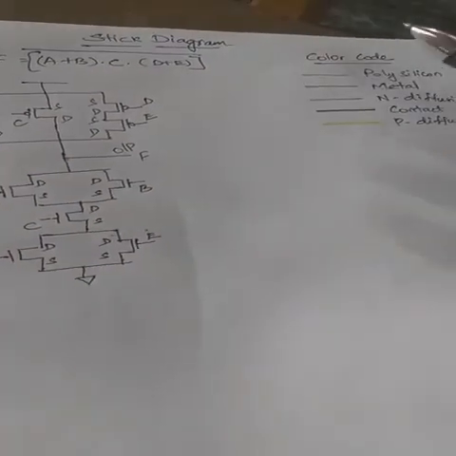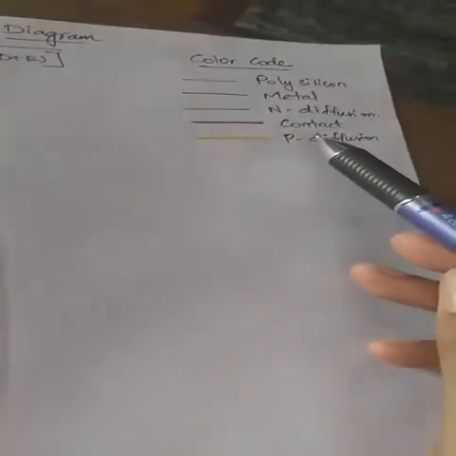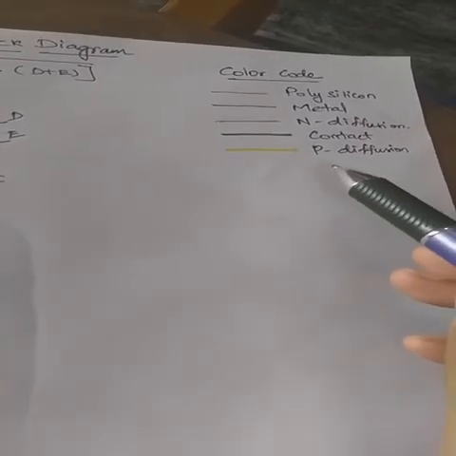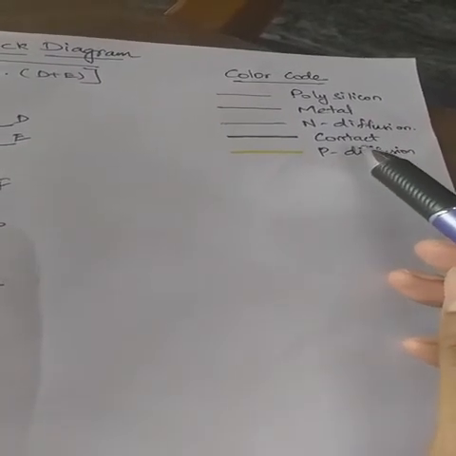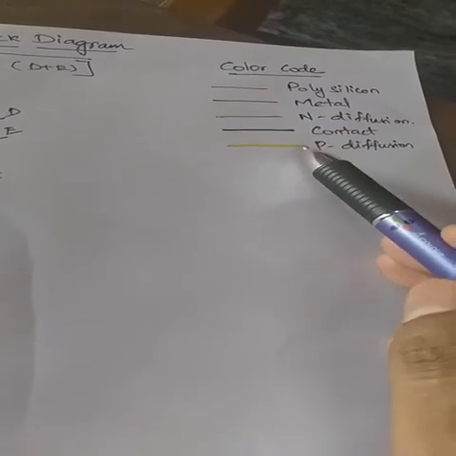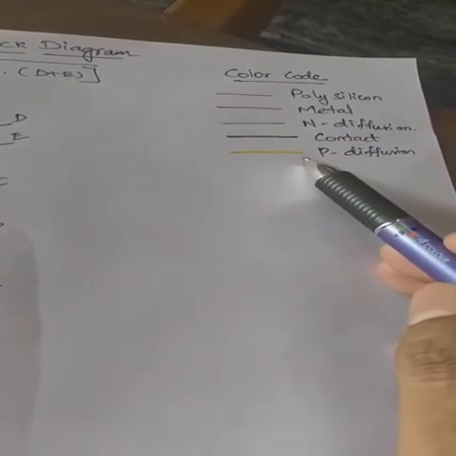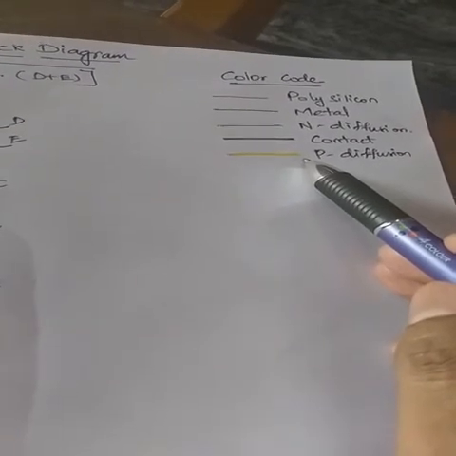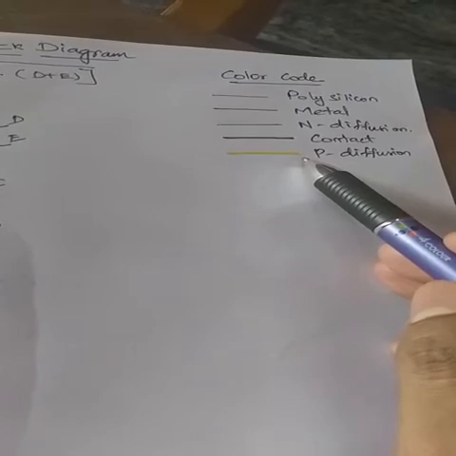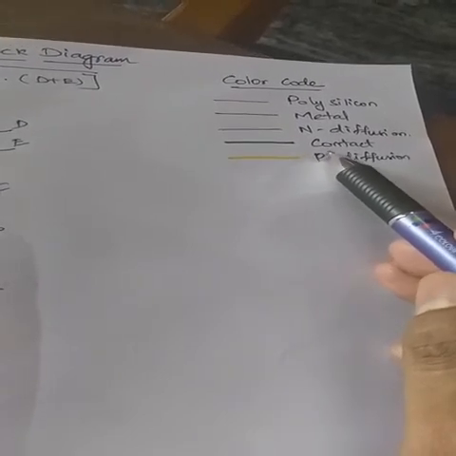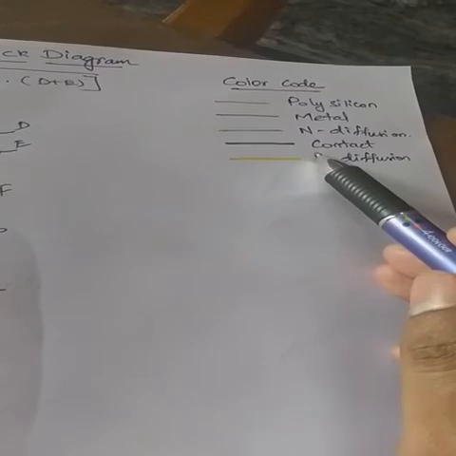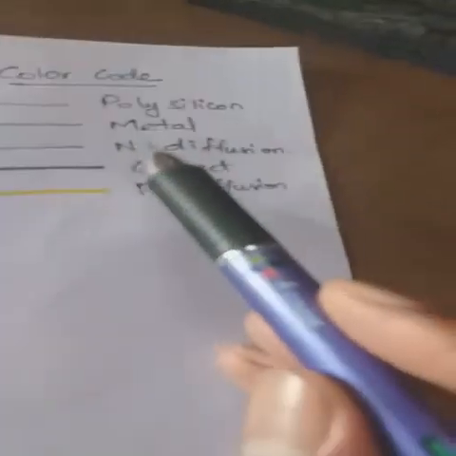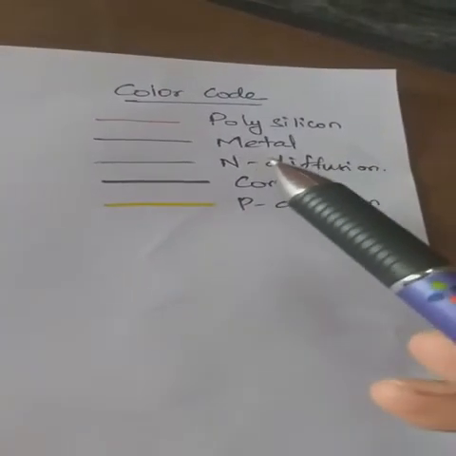A stick diagram differentiates each and every layer in a chip using different colors. The basic difference between a stick diagram and a layout diagram is that a layout diagram differentiates each layer depending on the thickness of the material, whereas a stick diagram differentiates the materials using different colors. Here I have mentioned some of the basic materials we are going to use.